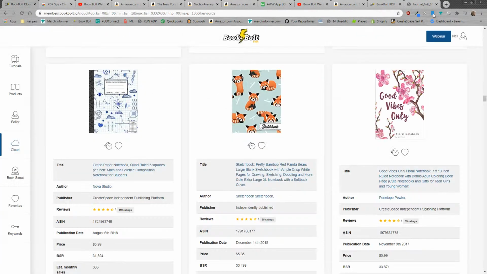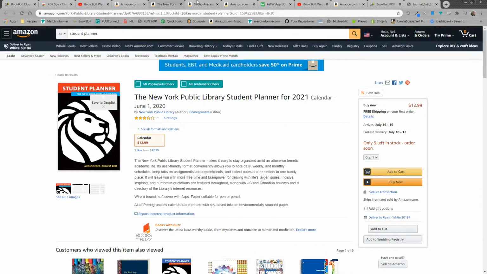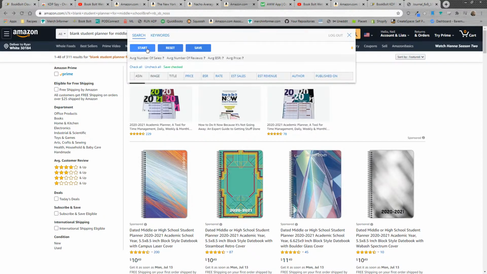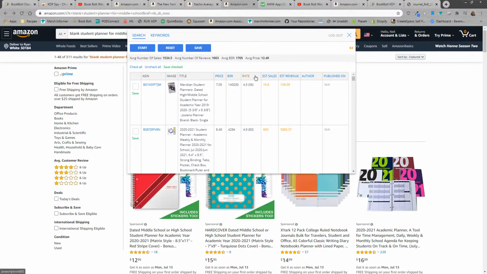All right, it's going to be a little book up here, little book icon. Let me go back. Man, here it is. Okay, so blank student planner for middle school. All I'm going to do is click that little book once you've installed this extension. Okay, and I'm just going to hit start. It's going to go through this page here. Bam, bam, bam. I'm just going to let it run for a little bit, and then I'm going to click stop. Now this is going to show you some crucial information on Amazon.